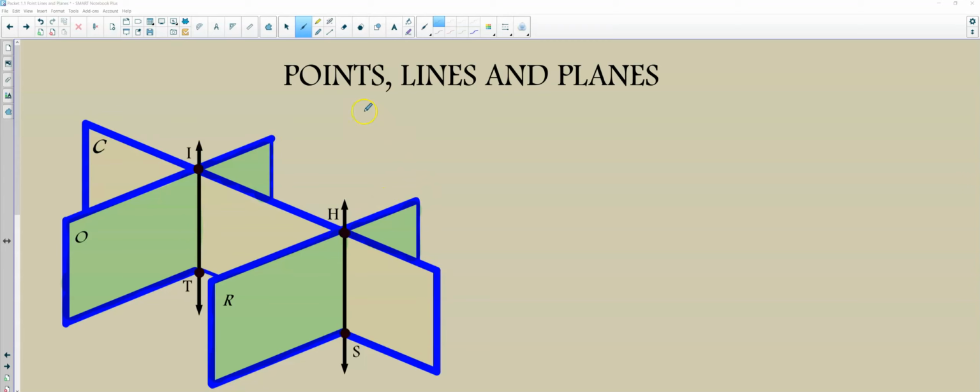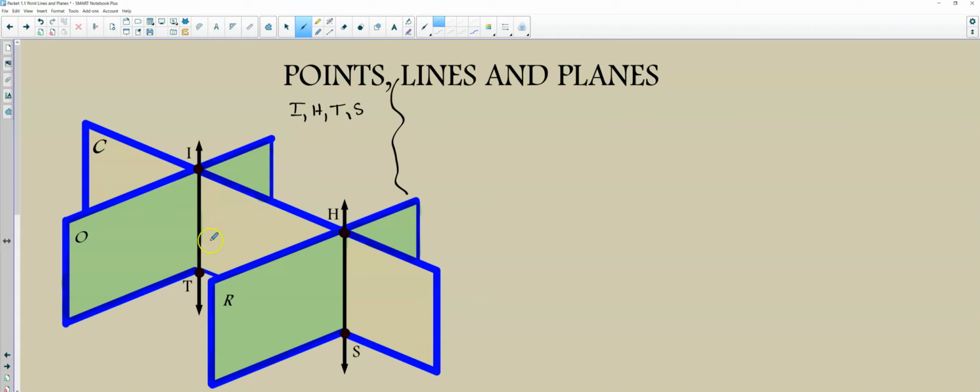Okay, let's take a look at this figure. Points, lines, and planes. I'm just going to name the ones that are shown. It says points. I have point I, point T, point H, point S, and those are drawn. There are many more points. Like here's a point here, but it's not drawn, so I'm not going to name it. I'm going to name points I, H, T, or S, and that's that.